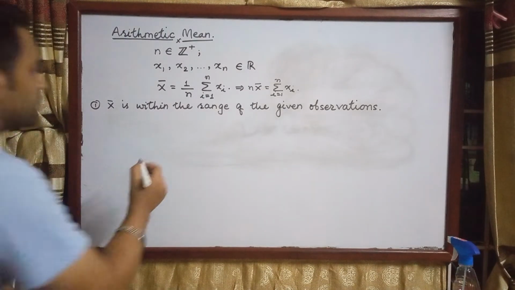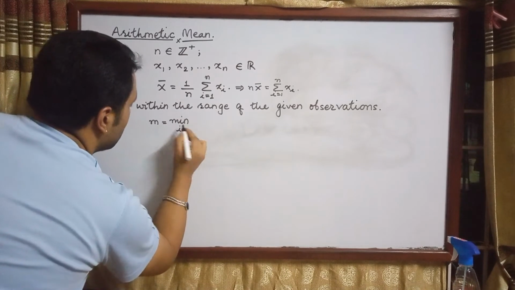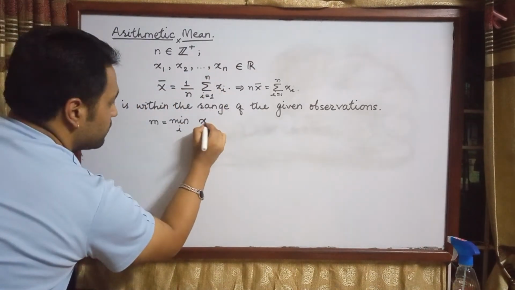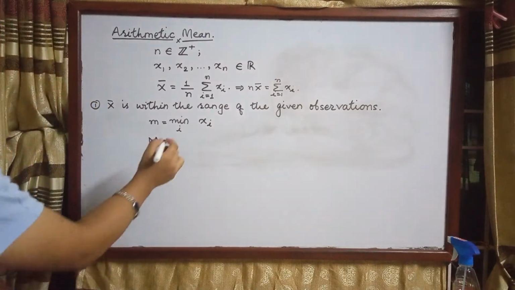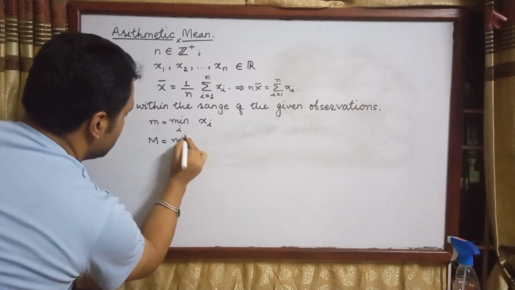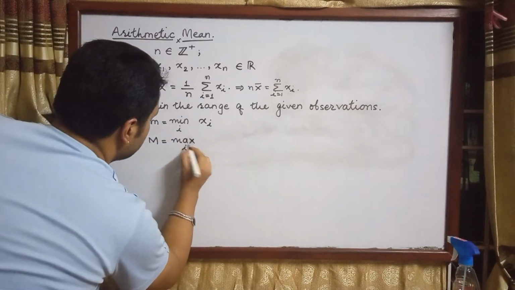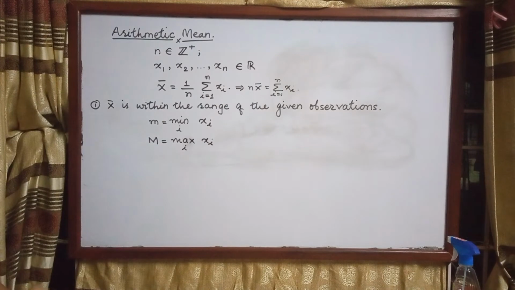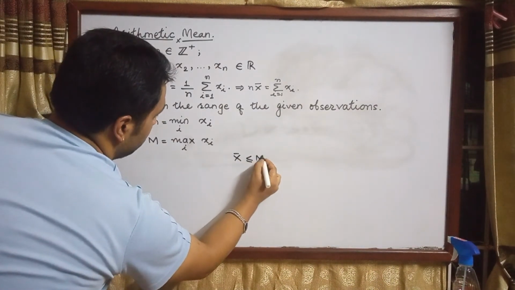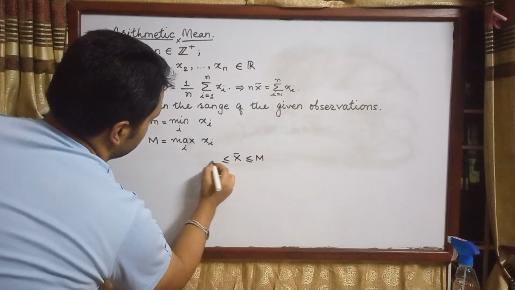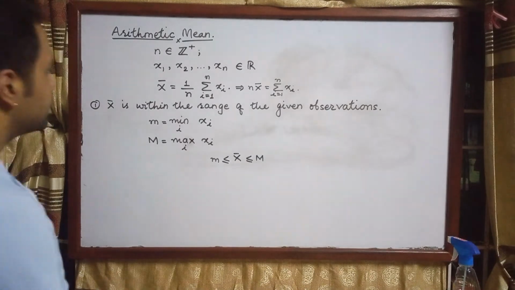This means if m is the minimum of these values, minimum of xi's, and M is the maximum of these values, then x bar is always less than or equal to M and is always greater than or equal to m. Okay, all right, let's see.